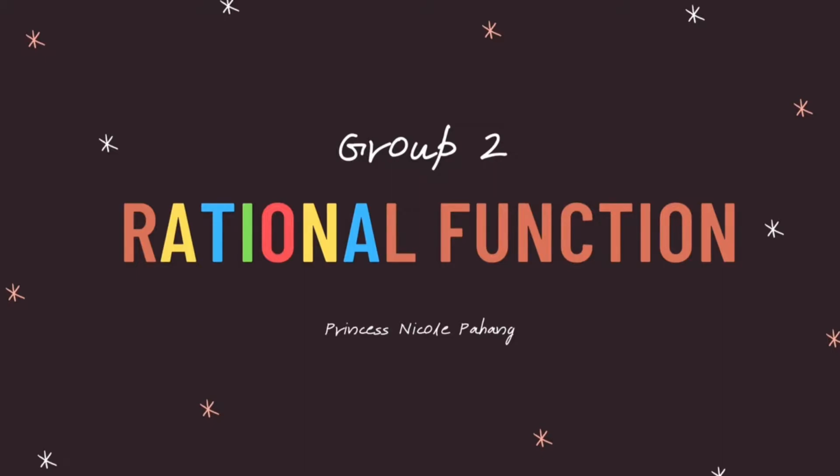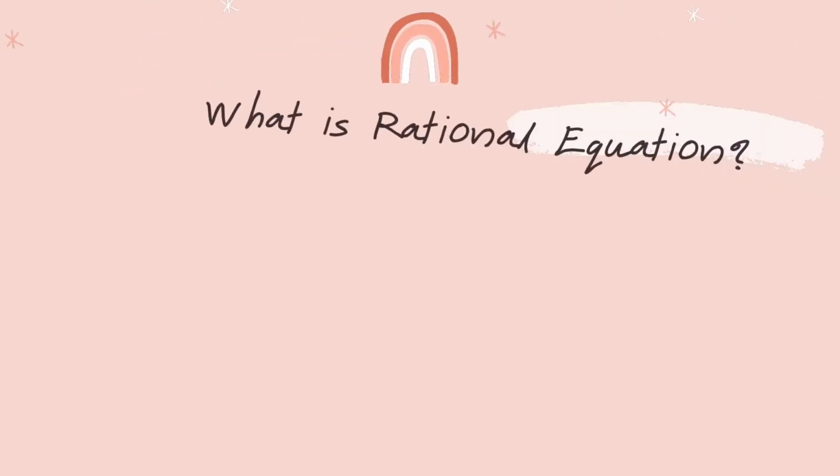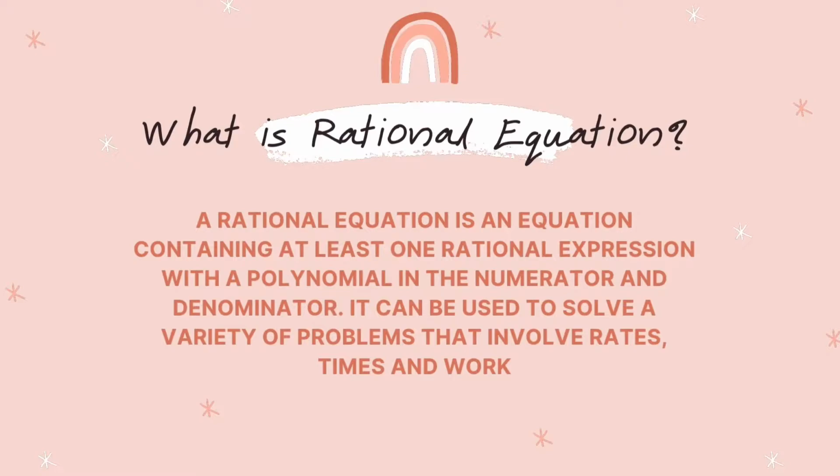Today we'll be talking about rational equations. So now who can tell me what a rational equation is? A rational equation is an equation containing at least one rational expression with a polynomial in the numerator and denominator. It can be used to solve a variety of problems that involve rates, times, and work.